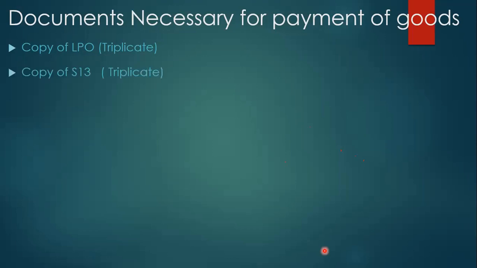Then we have the copy of S13. A copy of S13 is the one that was used to receive the goods in our stores. After the goods have been received in our store, they record all the goods according to the LPO. And the finance unit is supposed to get the triplicate of S13, showing that those goods were received in our stores, and we can proceed with our payments.